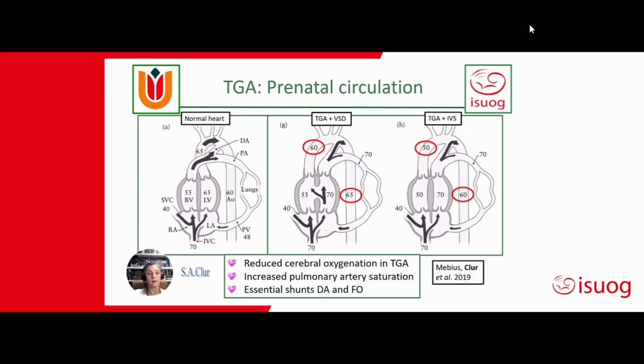You will also see that in the normal heart, the saturation of oxygen in the pulmonary artery is 55%, and it is increased to 70% in transposition of the great artery because the pulmonary artery is located above the left ventricle. As in the normal heart, there are essential shunts that are very important in transposition of the great artery, these being the ductus arteriosus and the foramen ovale, which we will speak more about in the rest of the talk.